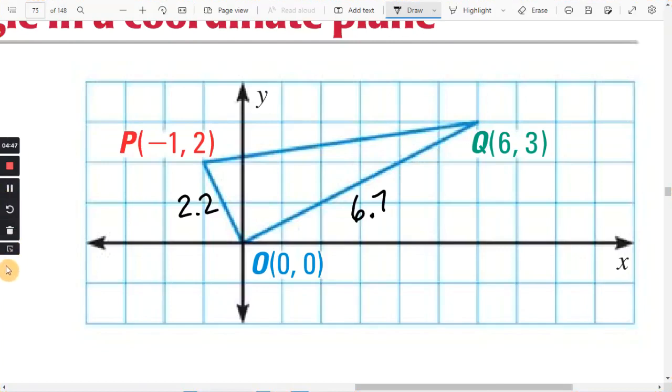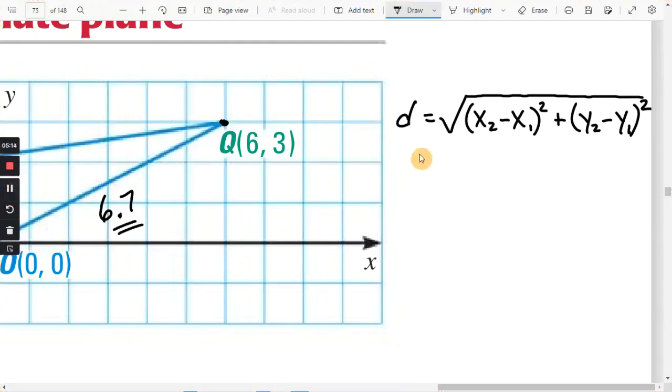So let's start by classifying by sides first. Okay, I'm giving you 2 of the sides. This side right here is 6.7. And this side length right here is 2.2. I want you to use the distance formula or Pythagorean theorem and find the distance from here to here so you get the length of that side.